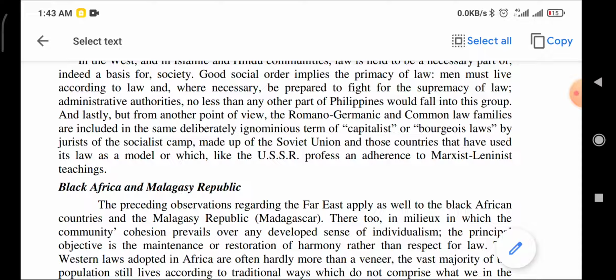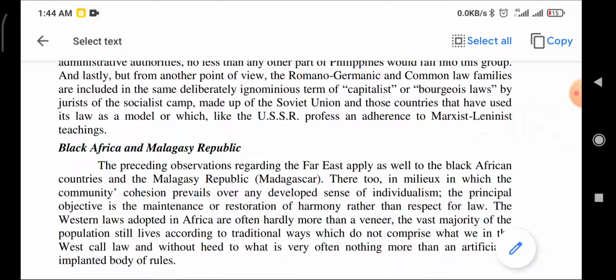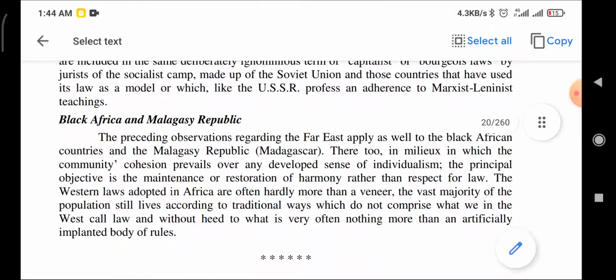Black Africa and the Malagasy Republic. The preceding observations regarding the Far East apply as well to the Black African countries and the Malagasy Republic, that is Madagascar. There, the community cohesion prevails over a developing sense of individualism. The principal objective is the maintenance or restoration of harmony rather than respect for law. The Western laws adopted in Africa are often hardly more than a veneer. The vast majority of the population still lives according to the traditional ways, which do not comprise what we in the West call law, without heed to what is very often nothing more than an artificially implanted body of rules.